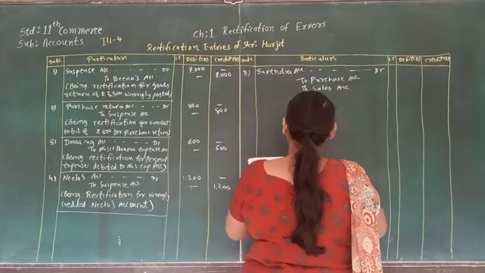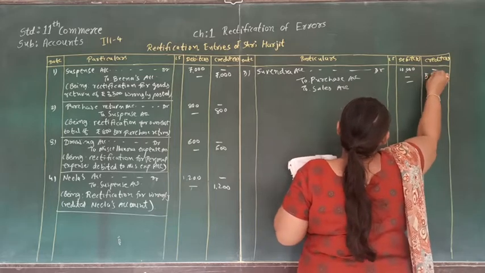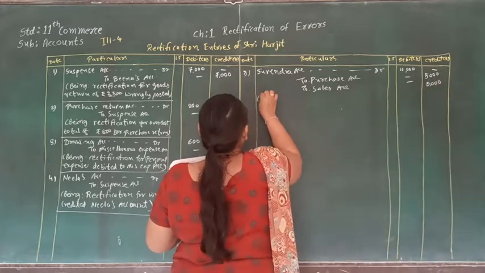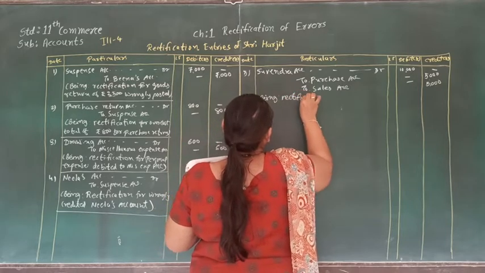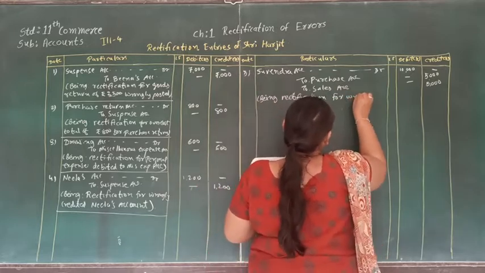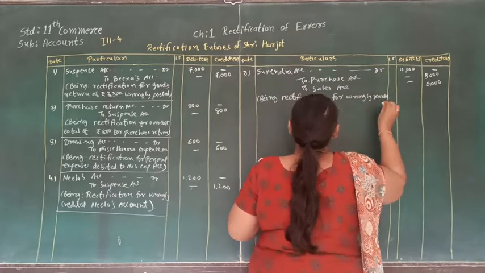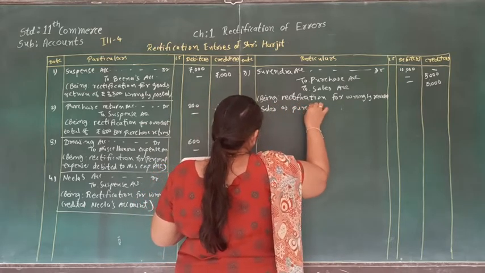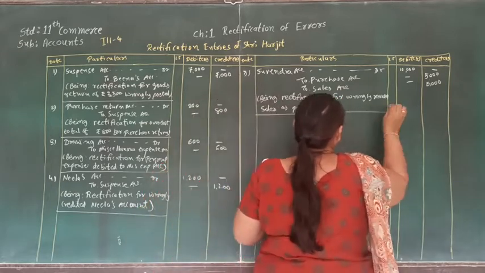So here we can see that Surendra's account is supposed to be debited by double the amount, and purchase account is supposed to be 5,000 and sales account is supposed to be 5,000. Being rectification for wrongly recorded sales as purchase. So that is it.